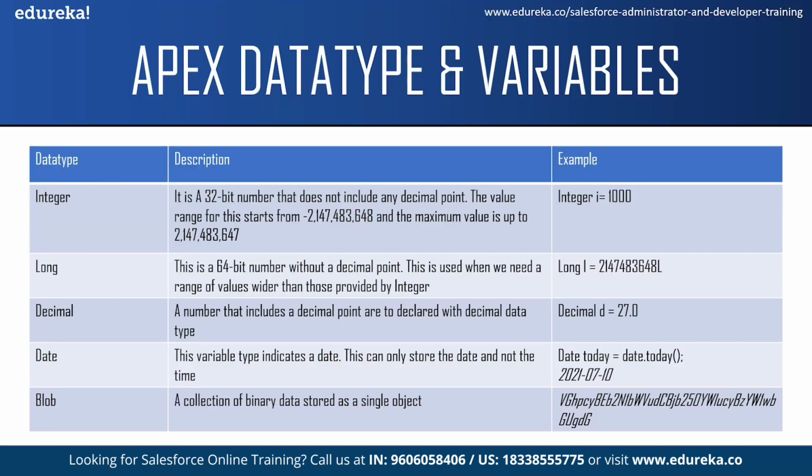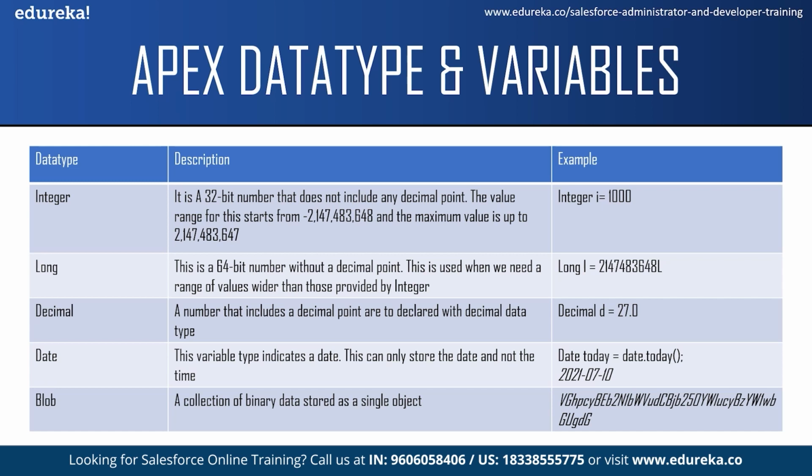Our next data type is long. This is a 64-bit number without a decimal point. It is used when we need a range of values wider than those provided by integer. The syntax will almost be the same. All you have to do is replace Integer i equals 100 with Long l and the value. Next we have the decimal data type. A number that includes a decimal point is declared with the decimal data type.